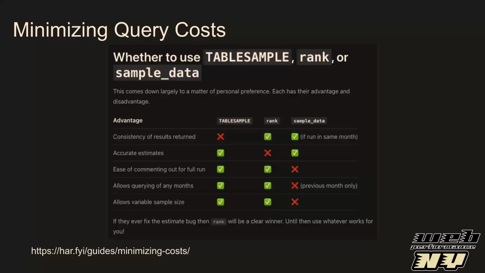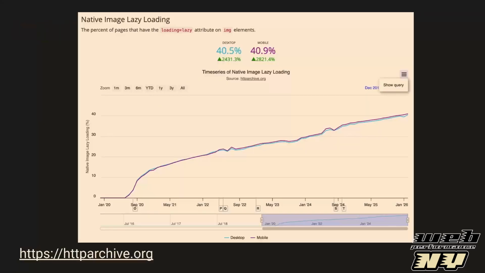In the har.fyi site, there is a section on minimizing query costs. There are a couple of different approaches. You can filter by rank. You could use BigQuery's table sample feature, which just randomly samples the data set. Or we have a set of sample data that you could analyze. There are pros and cons to all of that, and it's all explained in the documentation. If anybody is digging into stuff like this and wants help or opinions, you can reach out to me, or you can go on the discussion forums, and there'll be folks that are happy to share.